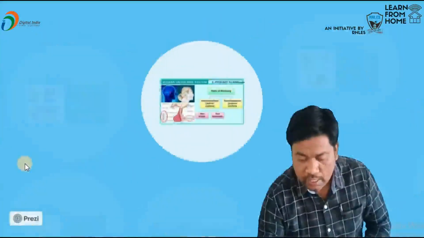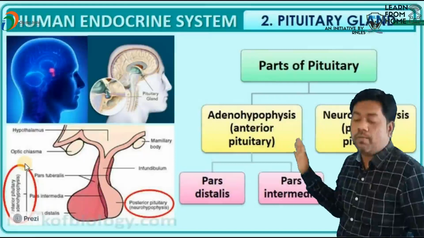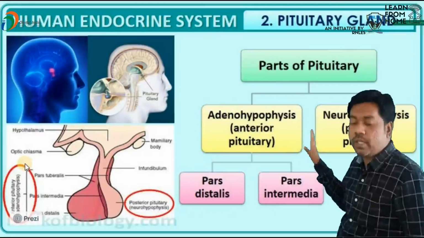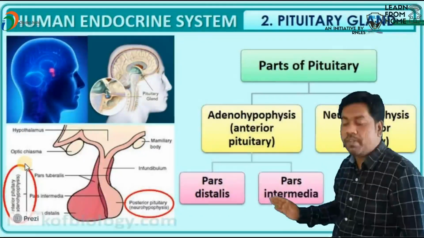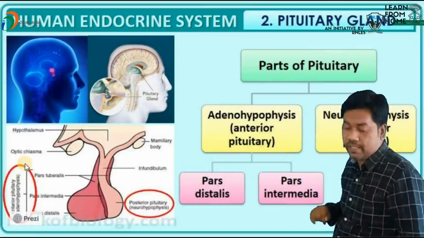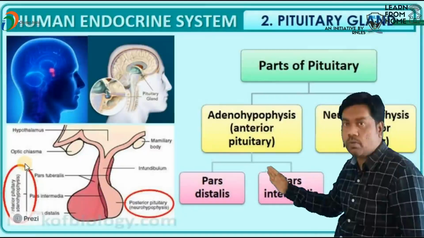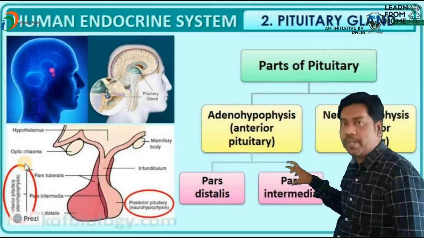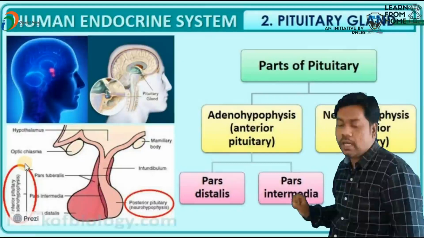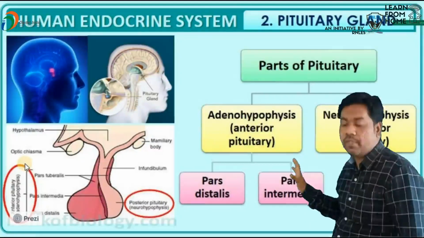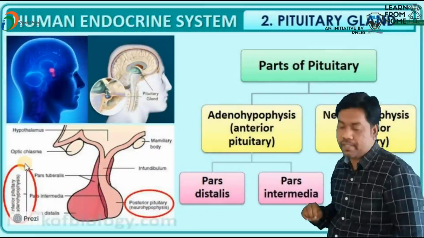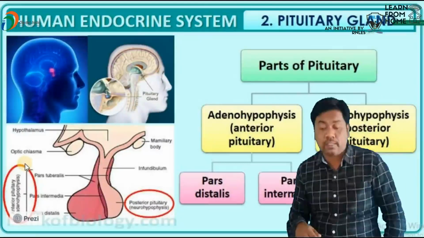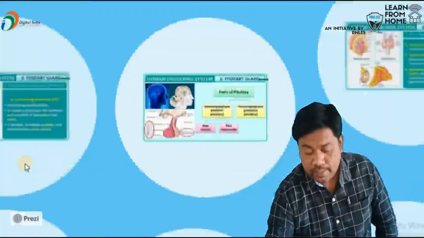Now we are going to discuss the next section, that is the parts of the pituitary. We already discussed the pituitary. It is divided into two parts. The first part is known as the adenohypophysis, and the last part is known as the neurohypophysis. The adenohypophysis has two structures. One is the pars distalis, and the second is the pars intermedia. This pars intermedia is a middle lobe, and that middle lobe merges with the anterior lobe. Both of them together make the adenohypophysis. And the posterior pituitary lobe is known as the neurohypophysis, right?